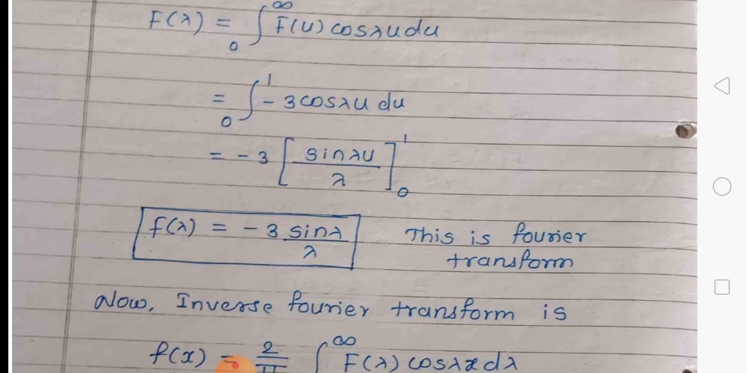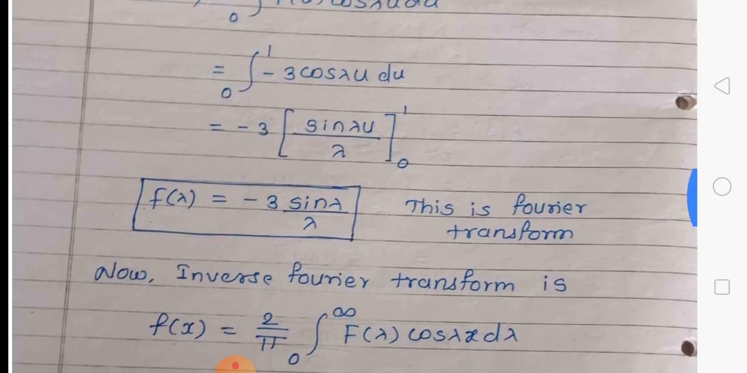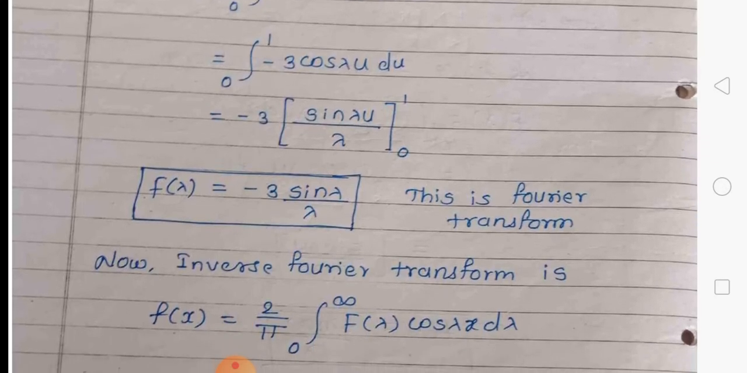If we put 1, then we get sin lambda upon lambda. If we put 0, then we get sin 0, which is 0. Therefore, we get the value of F of lambda equal to minus 3 sin lambda upon lambda. This is the Fourier transform for the given function.